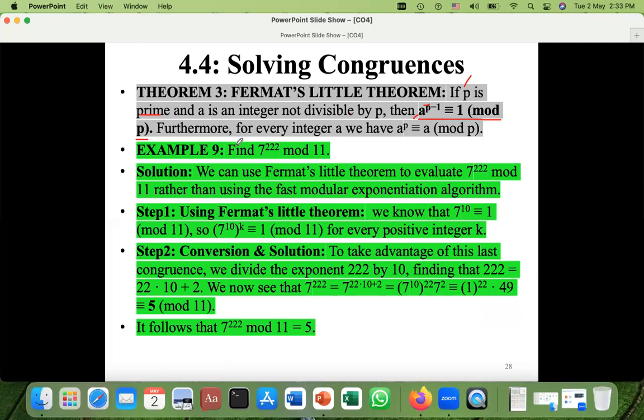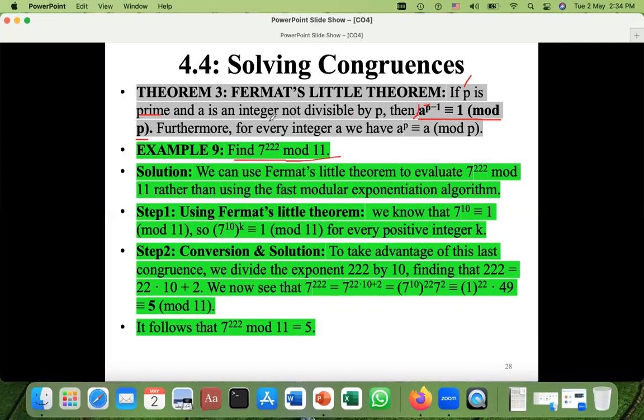So what is the example for that? For example, here, find, I'm just moving fast because I don't have much time and I have to go somewhere for the exam. So find 7 to the power 222 mod 11. So we have to find that one. So you can solve this thing by using that equation.